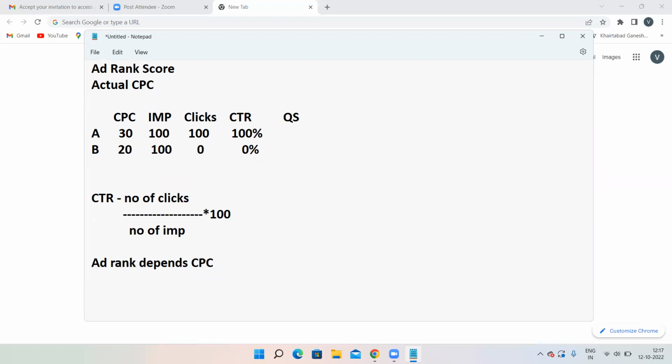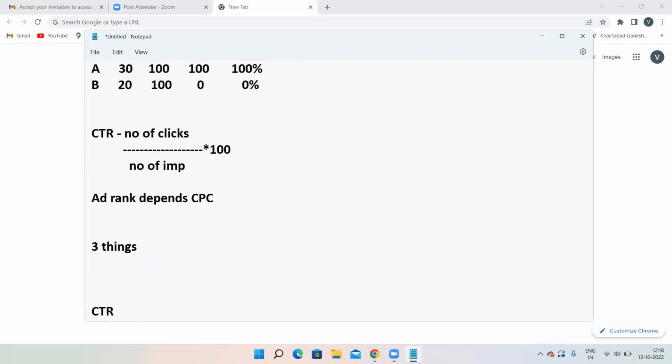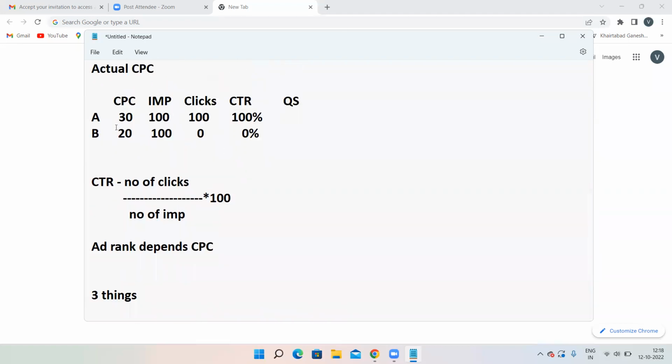Now let us talk about quality score. What exactly is quality score? Quality score always depends on three things: CTR, which we already know is number of clicks by number of impressions into 100, then ad relevancy, and landing page experience. These are the three things which quality score depends on.